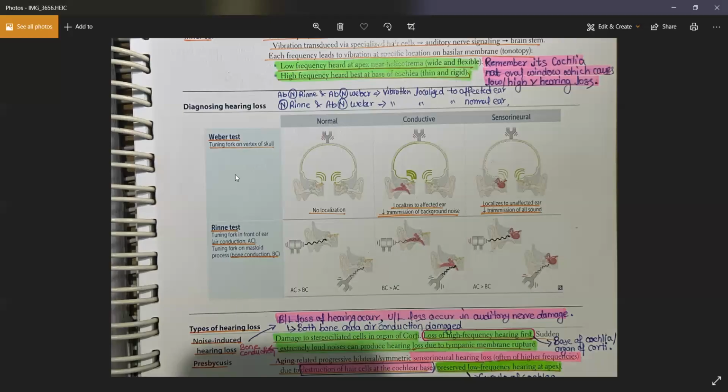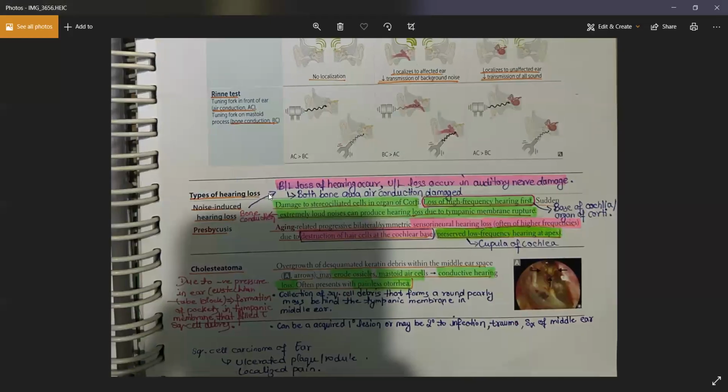Now, after you made a diagnosis, you need to know what is causing the damage, right? So you have two types of hearing loss. One is the noise-induced hearing loss, and second is presbycusis. In case of noise-induced, because of chronic exposure to high-intensity, high-frequency noise, you will have a damage to the organ of Corti.